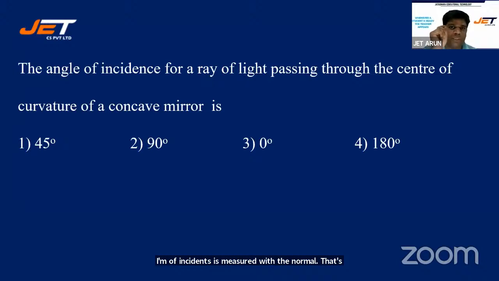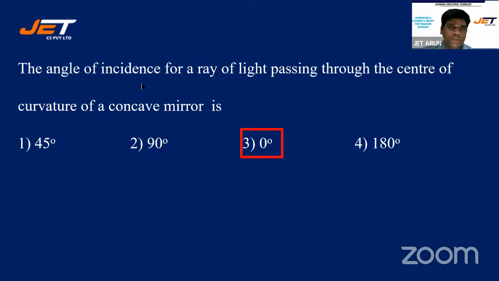Students are getting confused between 2 and 3. I'm getting 2 and 3 as responses. One student also said 1. Okay, let's look at the key. It's 0, students. It is passing through the center of curvature.